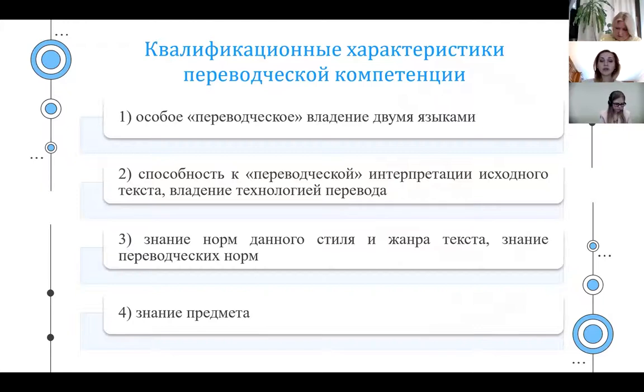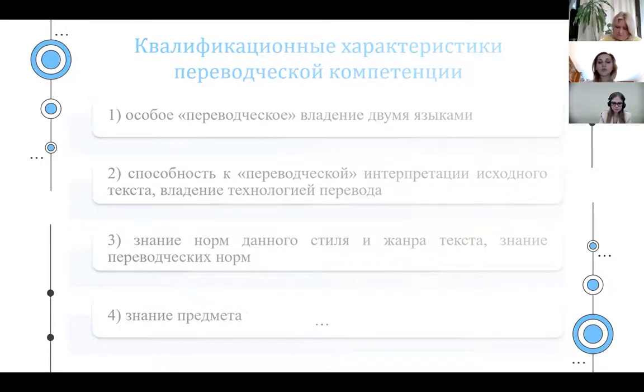Among which we can name such characteristics as special knowledge of two languages, the possibility to interpret the text, knowing the technologies of translation, knowing norms, style, strategies of translation, and some implicit knowledge that is important to interpret different topics.